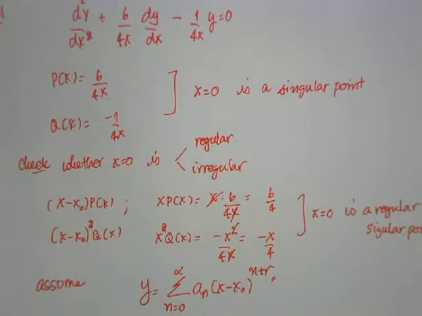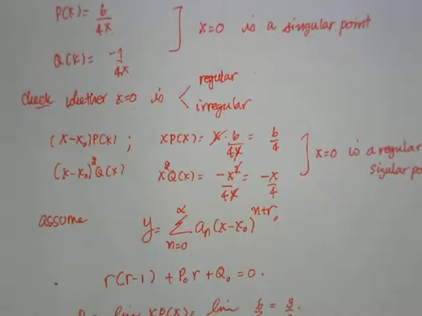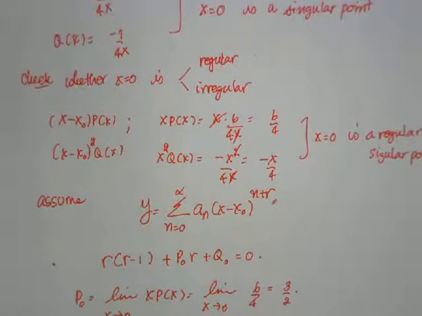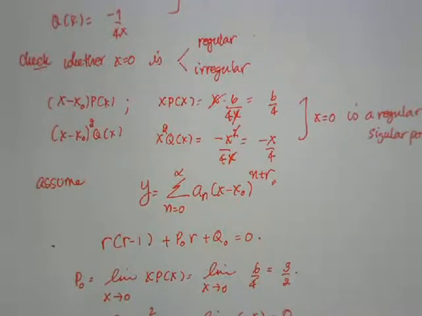The assumption of the solution of this differential equation is y equal to the summation of a_n times (x minus x0) to the power of n plus r, where n goes from 0 to infinity. You can start by finding r from the initial equation, which is r times (r minus 1) plus p0 r plus q0 equal to 0. Then find p0. p0 is equal to the limit of x p(x) as x approaches 0. From this, it is equal to 6 over 4, or 3 over 2. And your q0 is equal to 0.